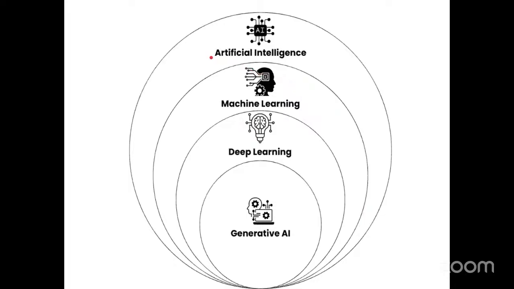So if we talk about the term artificial intelligence, it is a very vast term. It is a very large term. People come and say artificial intelligence. Inside this, there are many other terms like machine learning.